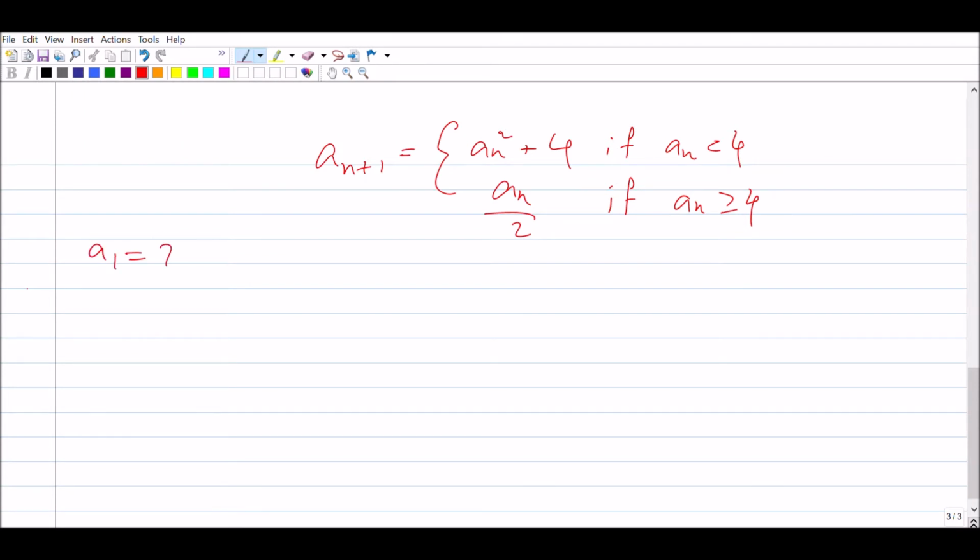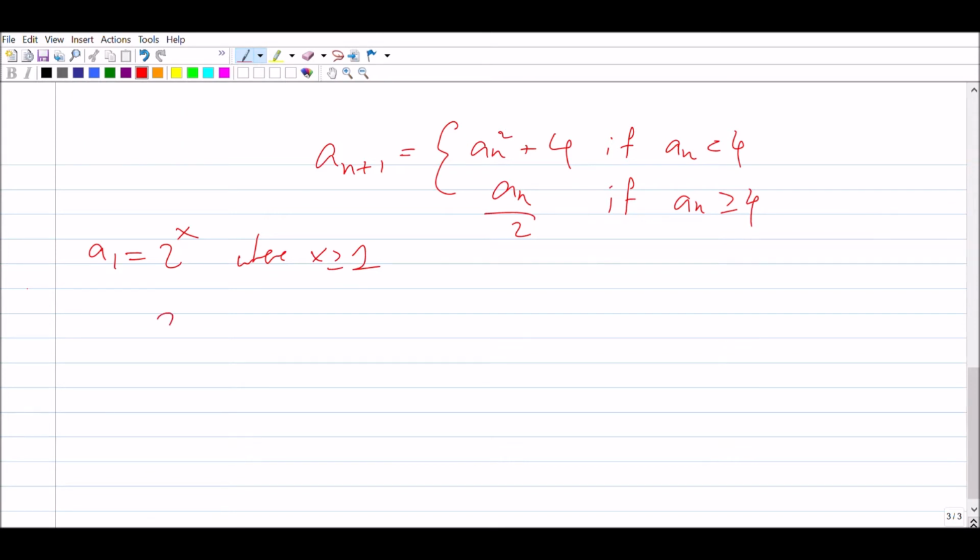We now move on to the case when m equals 2. So in this case, the definition of the sequence will be a_(n+1) equals a_n squared plus 2 squared, so plus 4 if a_n is less than 4, and it will be equal to a_n over 2 again if a_n is greater than or equal to 4. So now we start by letting a_1 equal 2 to the power x, where x is greater than or equal to 1.